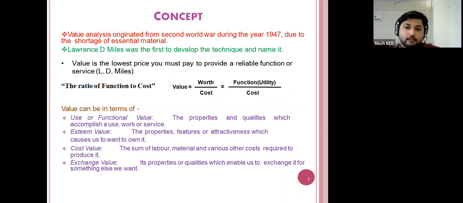Take the example of a Titan watch. When you buy it and wear it, it looks very attractive on your personality. So that particular value of attractiveness will be called esteem value. Esteem value is the properties, features or attractiveness which causes us to want to own it.